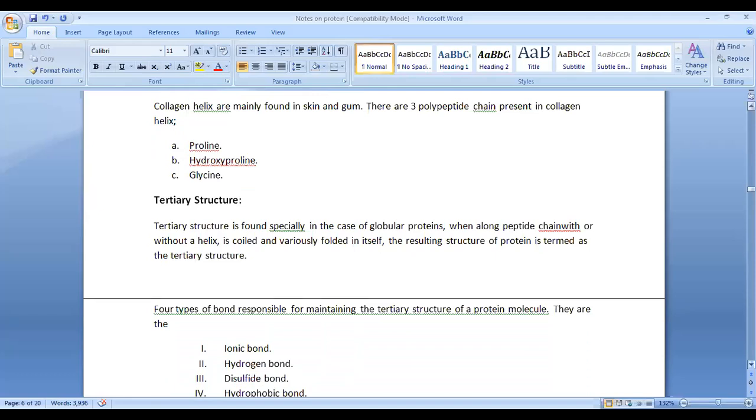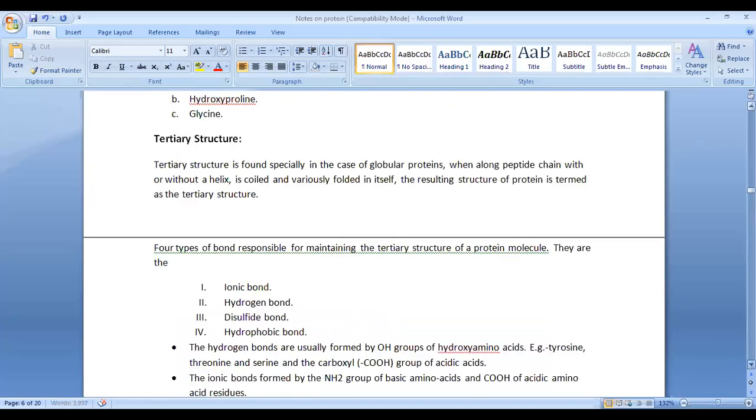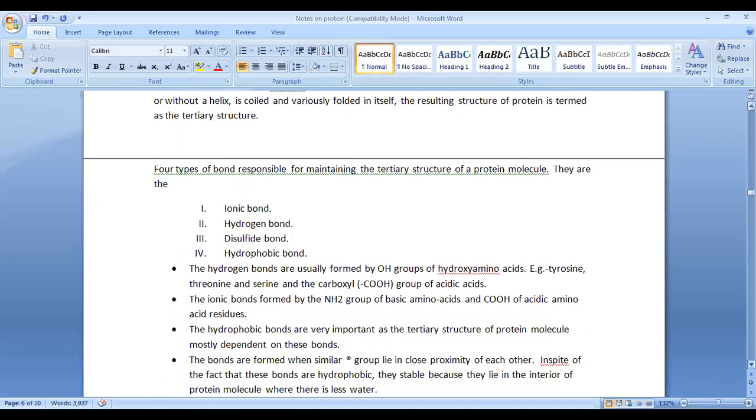So now the tertiary structure. Tertiary structure is found especially in globular proteins, when a polypeptide chain, with or without an alpha helix, is coiled and variously folded. The resulting structure of the protein is termed the tertiary structure. And I said there are 4 types of bond there: ionic bond, hydrogen bond, disulfide, and hydrophobic. And I showed you these bonds. The hydrogen bond you already know.